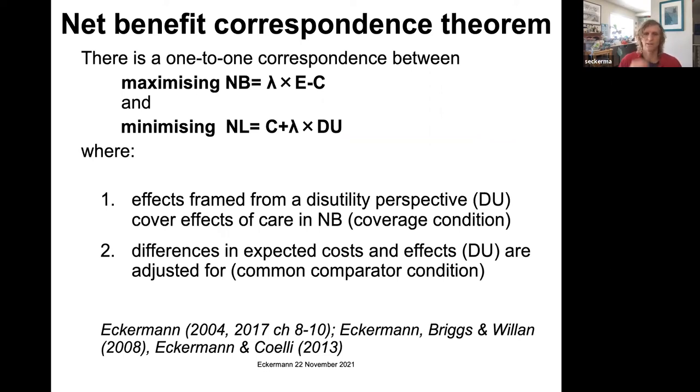And that has a one-to-one correspondence with maximizing net benefit where two conditions are met: where the effects framed from a disutility bearing perspective cover the same effects of care that we have with E in the expression for net benefit, and when the differences in expected costs and effects are adjusted for, when we've basically standardized. That's called the common comparator condition.